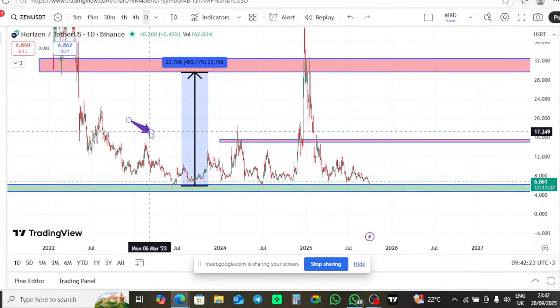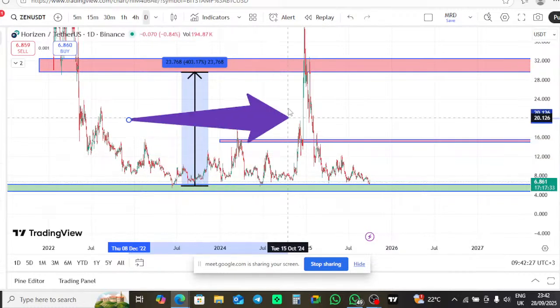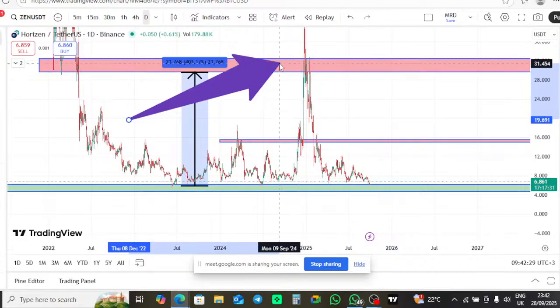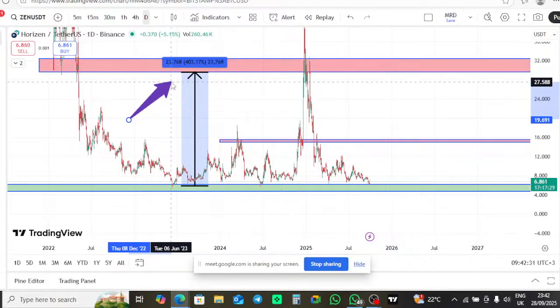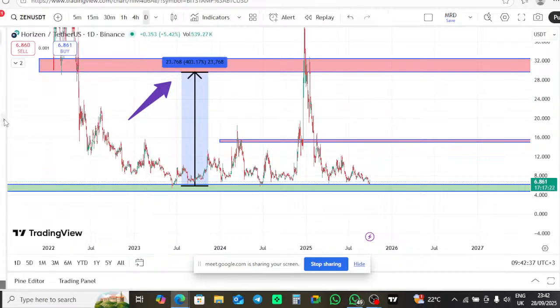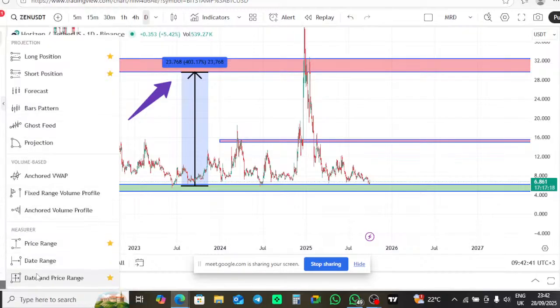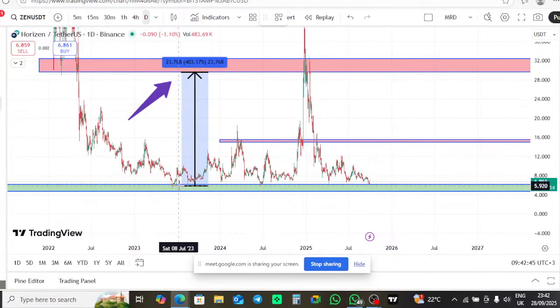There we go, guys. Then from here, we have traded, not so? Then our target was here. You entered around, let us see how long. We have the other measurement that can measure for us. It is called data and price range. You entered here when the market touched this area.